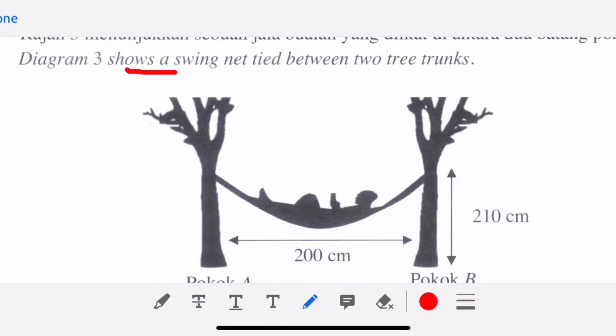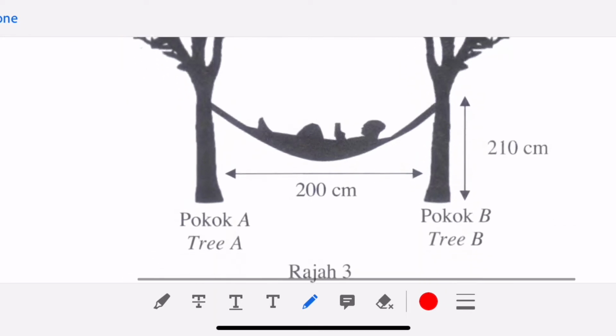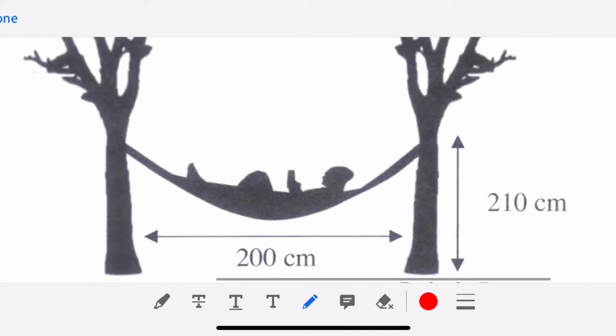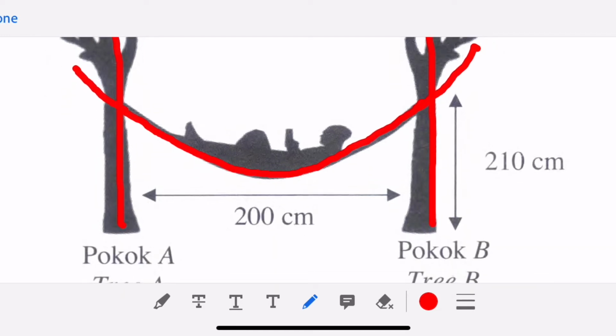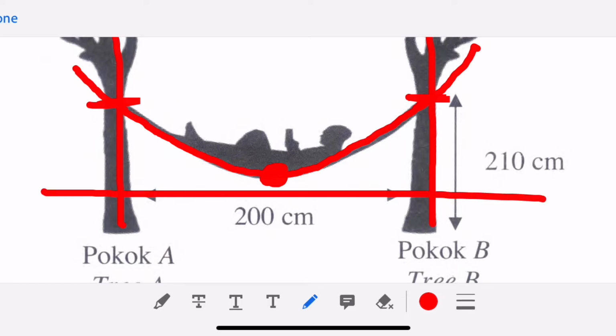Diagram 3 shows a swing net tied between two tree trunks. So as you can see, you have the diagram. So we try to convert the diagram into a graph. Just try to relate the diagram into the mathematical graphical method. So we just focus on the minimum point and the y-intercept. Obviously we don't have the x-intercept here.